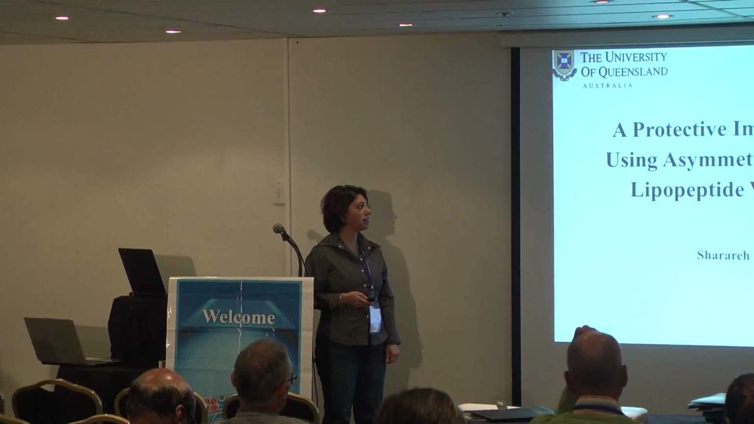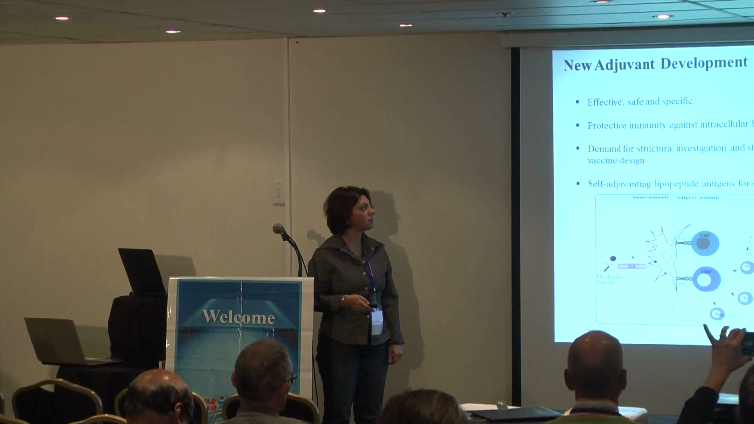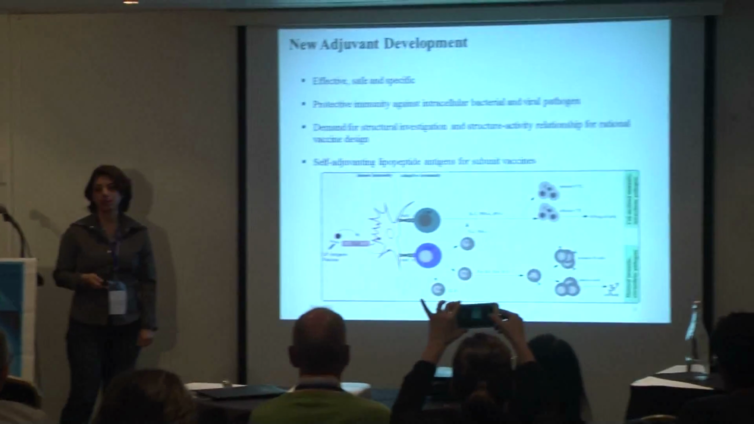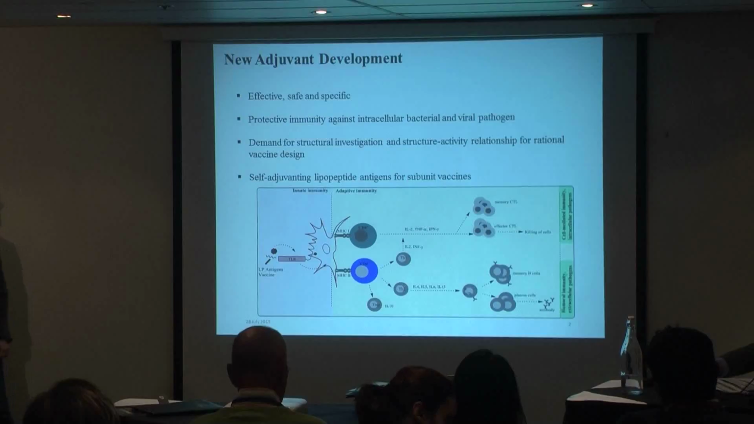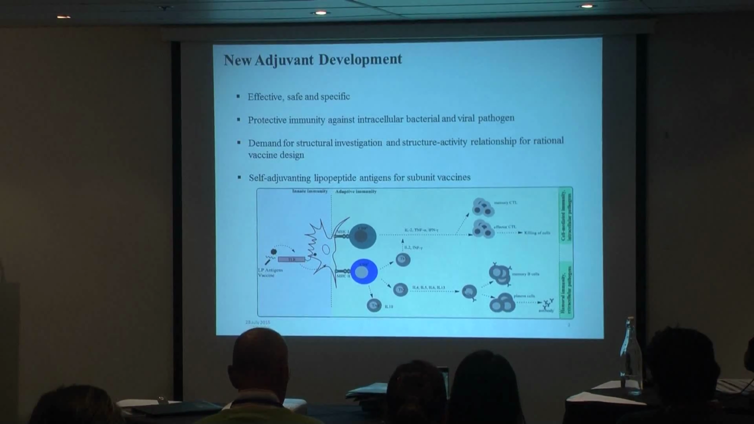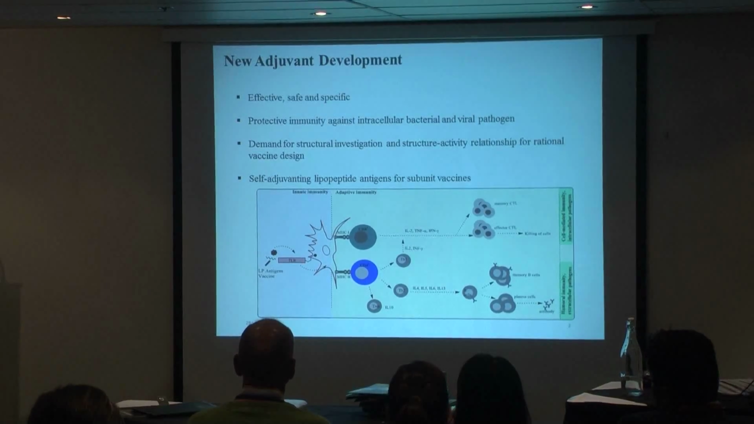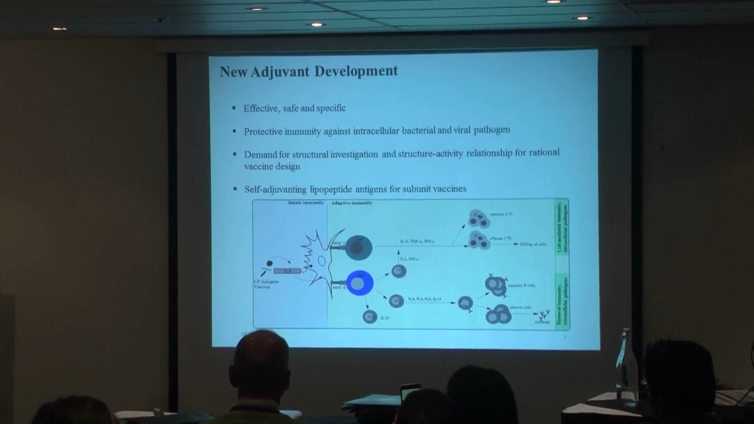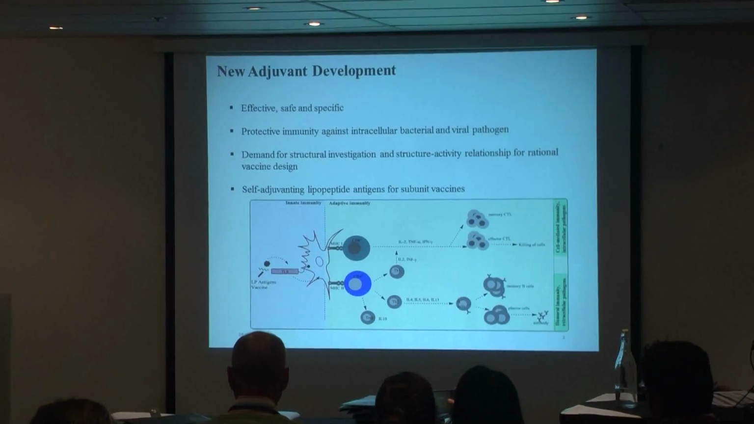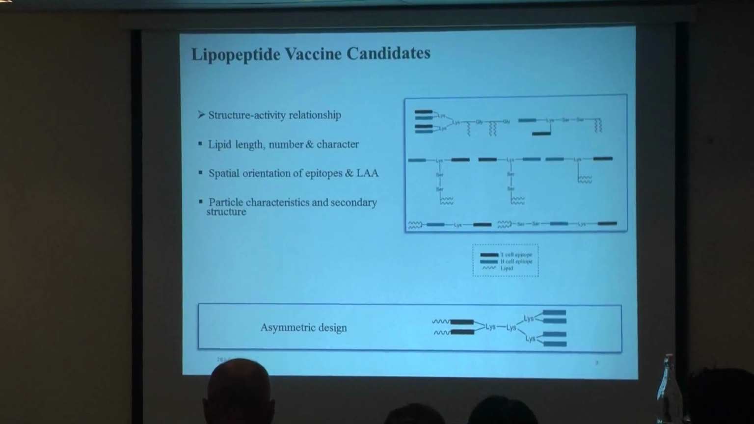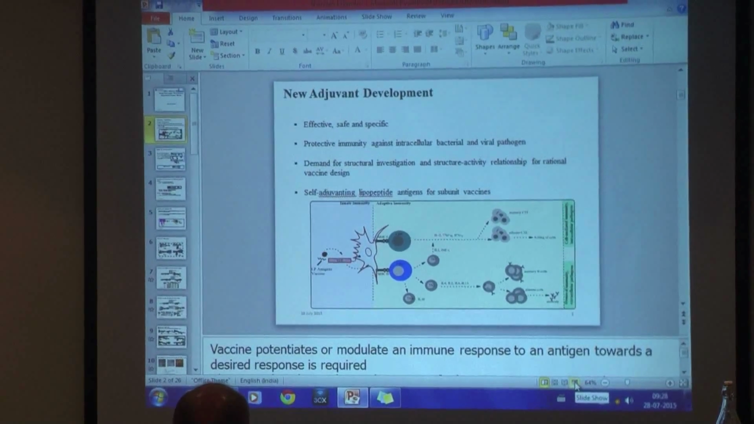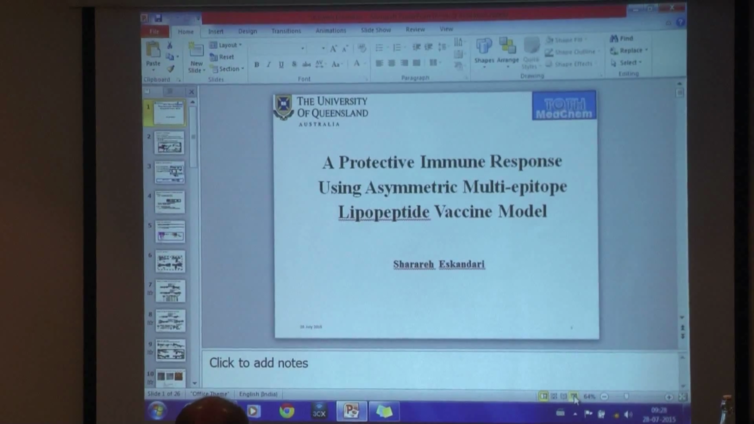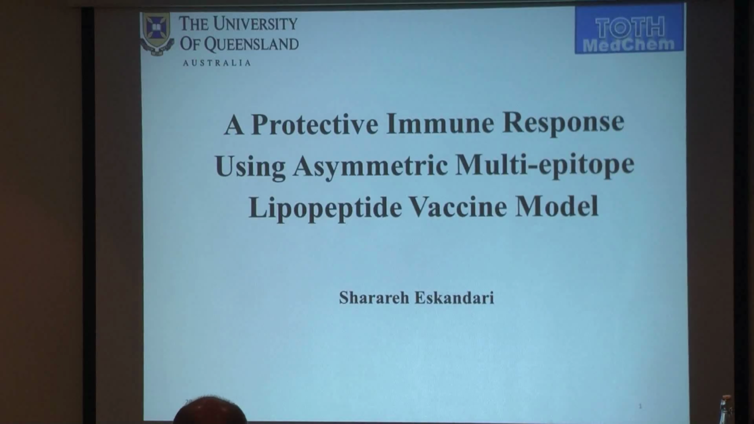which is asymmetric multi-epitope lipopeptide vaccine model. As you know, adjuvant development is a crucial area of research for improving efficacy, safety, and specificity of the vaccine. So there is a high demand to develop a vaccine with protective immunity against intracellular bacterial and viral pathogens. This means that we need a vaccine to induce both cellular and humoral immune response.